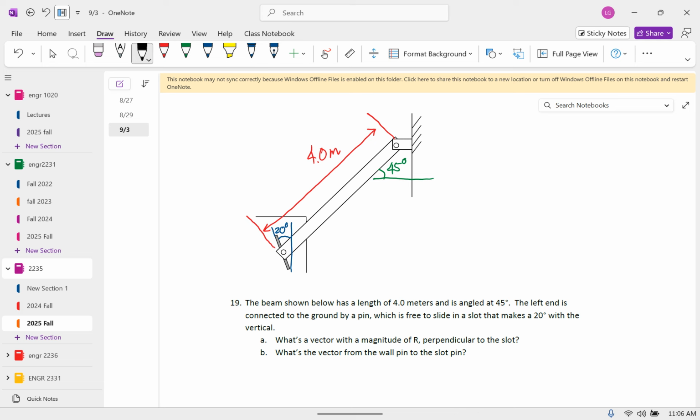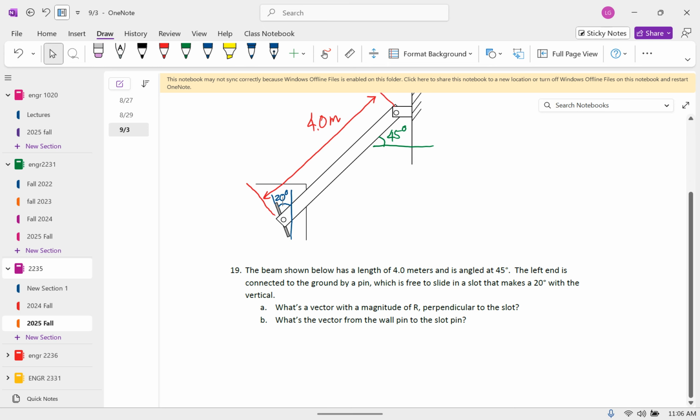And so the answers you get from those 2 different vectors, the magnitudes of the components will look the same. They'll just be negatives of each other. So I guess I'll do the one that's opposite of the one that I did in the solutions. All right, so what's a vector with a magnitude of r perpendicular to the slot? I'm going to choose my perpendicular vector to be like this.